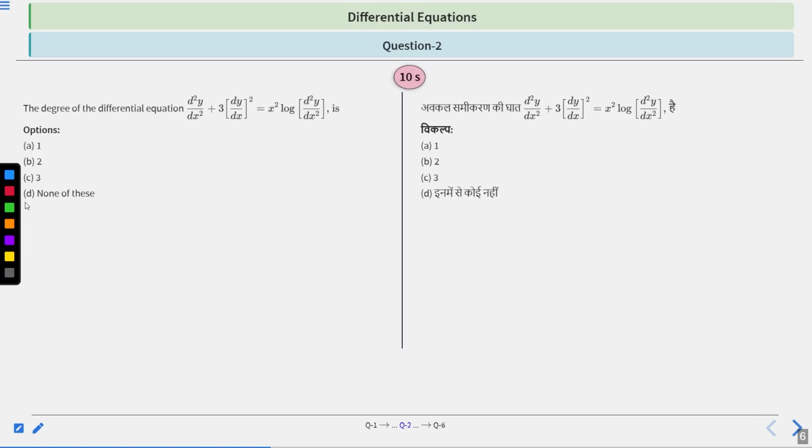Therefore, option D, none of these, is the right choice. Got it? Let's move to the next question.